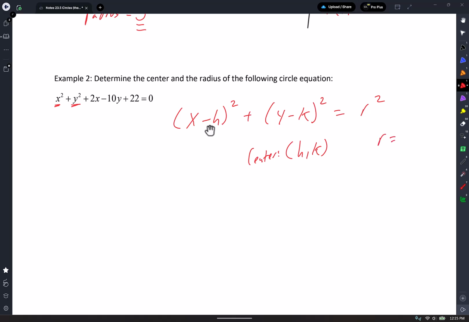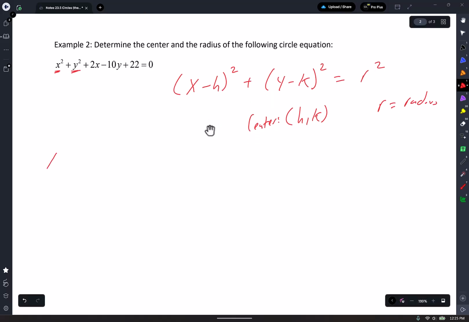And I know that r stands for radius. So as soon as I see whatever r squared is, I'm just going to take the square root. Do you guys see what I'm doing? All right, so here's what you're going to do. Get the x's together. So I'm going to write like this. X squared plus 2x plus blank.